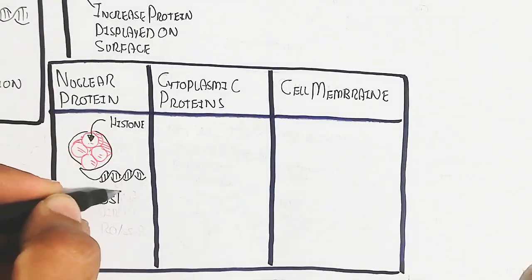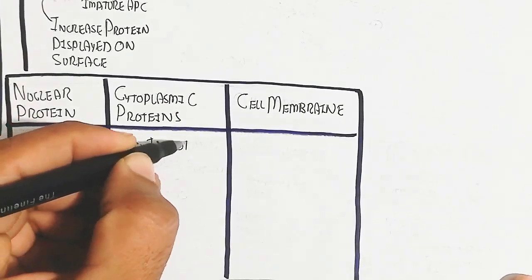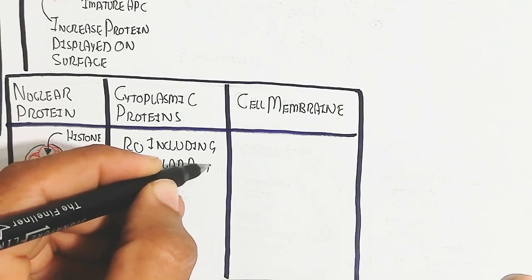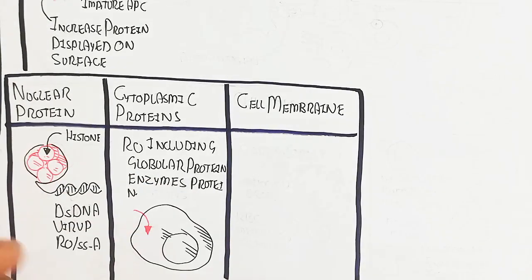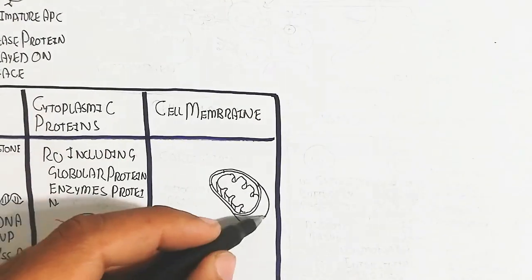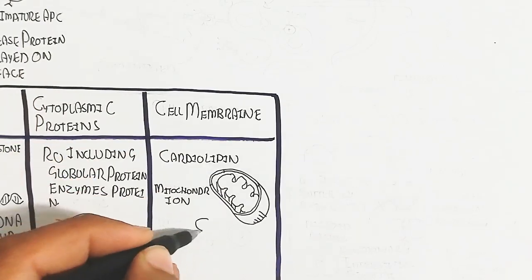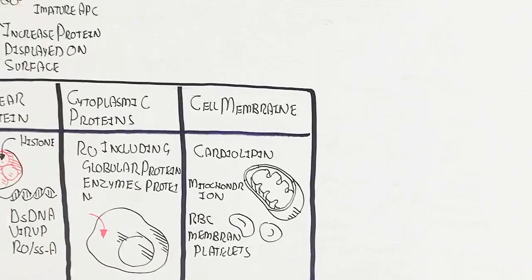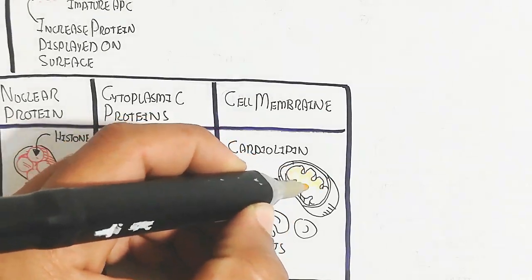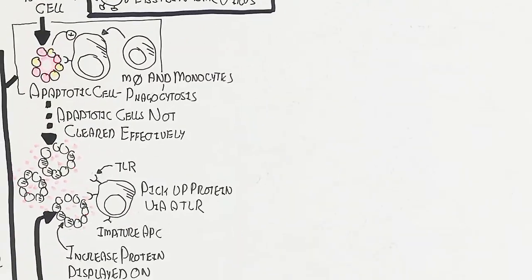Let's begin to understand the nuclear protein. It contains histone protein as a nucleosome, and double-stranded DNA, RNP, and Ro, as well as single-stranded SSA. On the other hand, the cytoplasmic proteins contain globulin, enzymatic protein, globular protein, and Ro as well. The cell membrane contains mitochondrial membrane, RBC membrane, and platelets. These work as antigens, which are displayed on the surface of the cells.